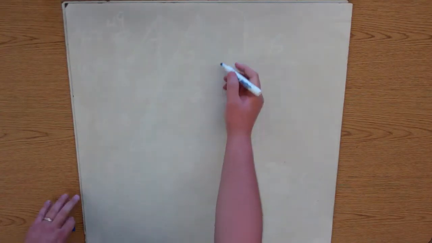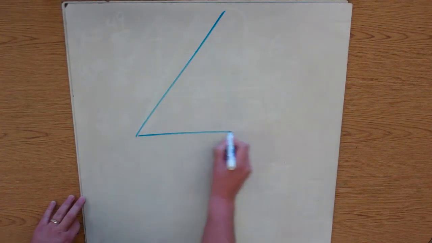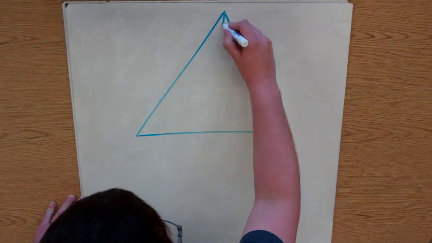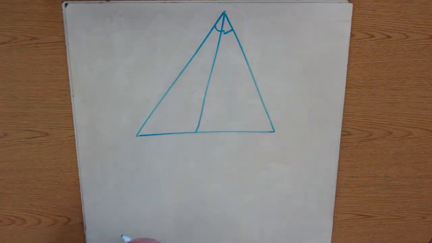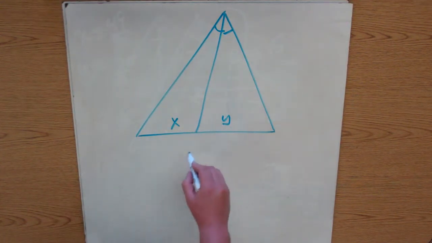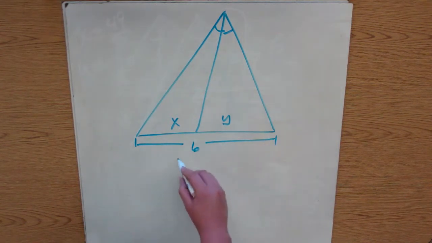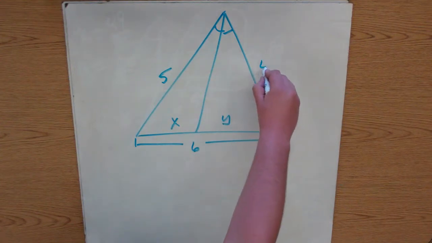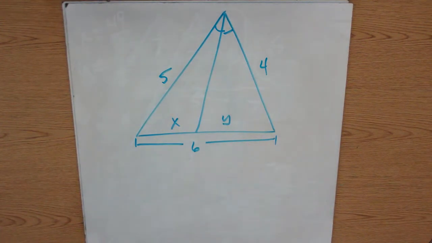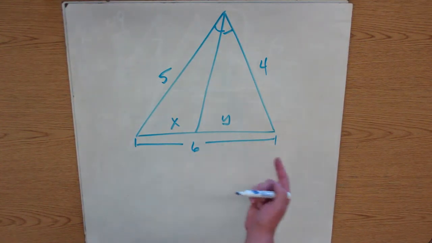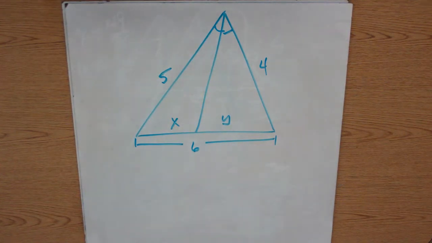Number 14, again, that line through the middle is an angle bisector. We need to find x and y. We know that the whole side length here is 6. This is 5, and this is 4. All right. So now, what we need to do is, first of all, we need to get one variable in this thing so we can solve this.